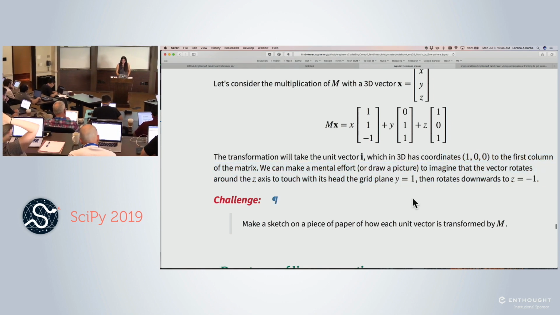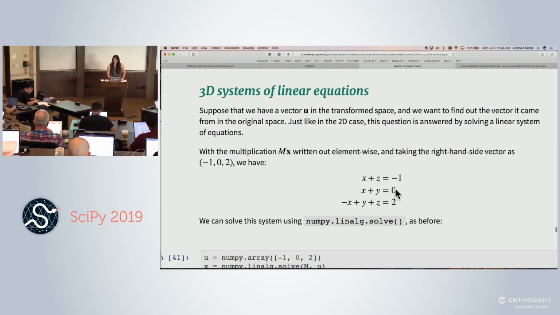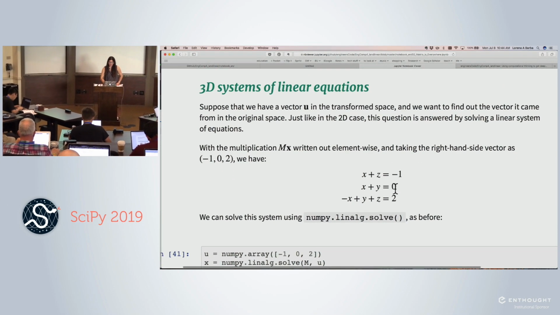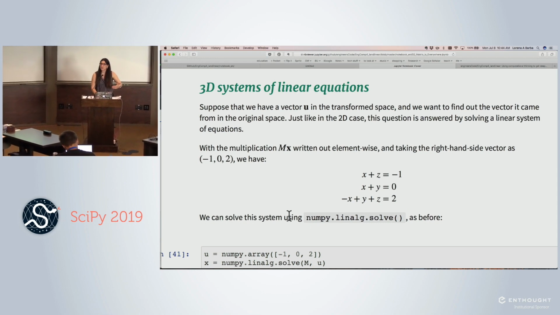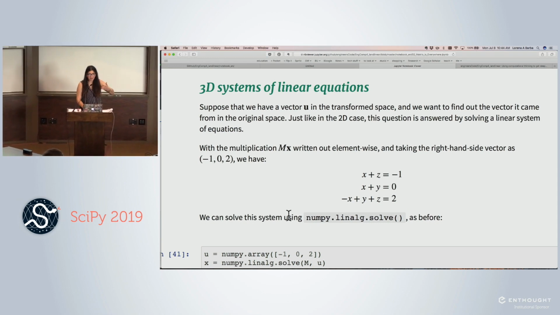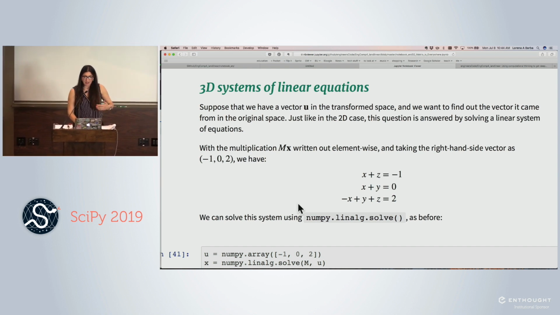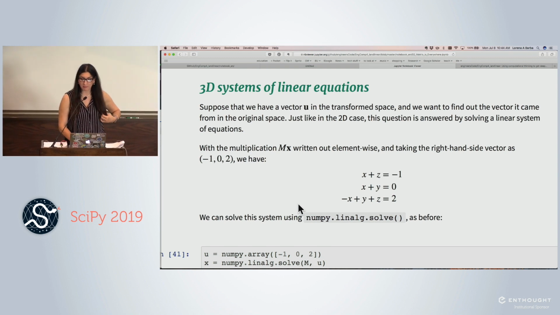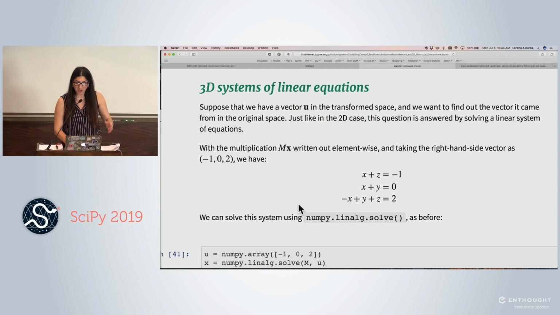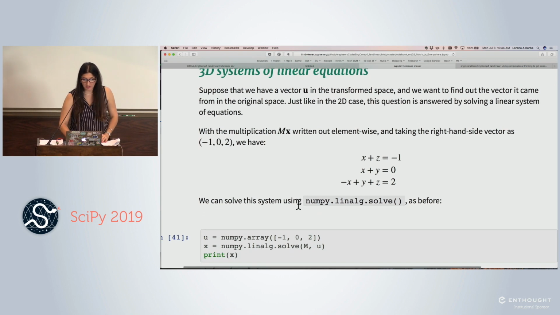So now let's discuss 3D linear systems of equations. And it's similar to the two-dimensional case. We get a linear system of equations by now looking at the row perspective. And again, we ask, suppose that we have a vector u in the transformed space, and we want to find out what vector it came from before the transformation. And just like in the 2D case that is answered by solving the linear system of equations.